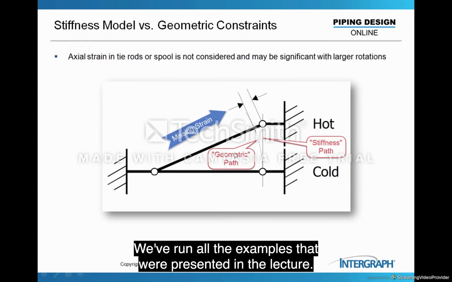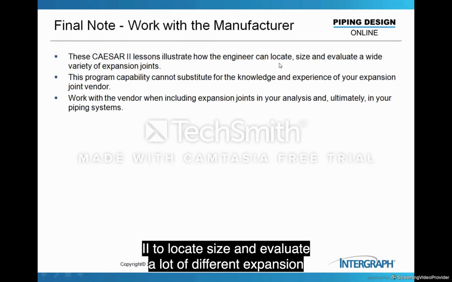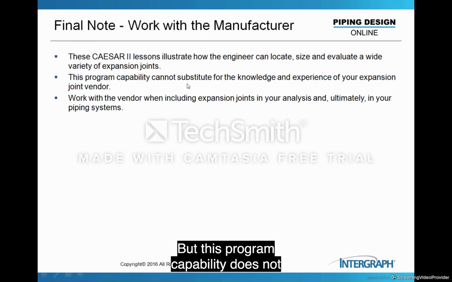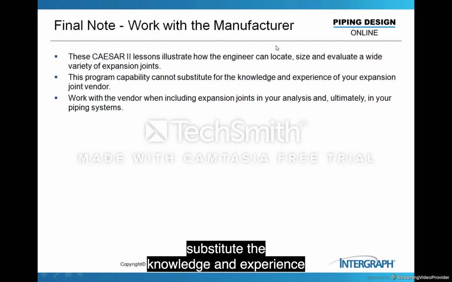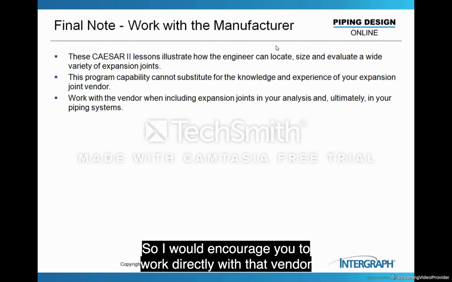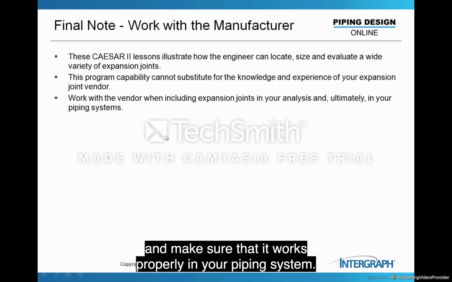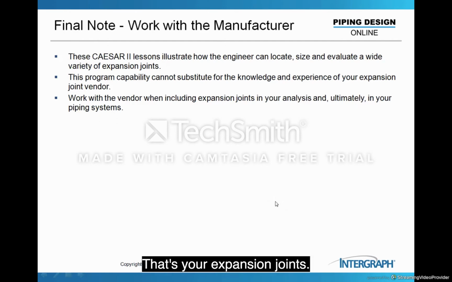We've run all the examples that were presented in the lecture. The one final closing point I want to make here, you can use CAESAR II to locate, size, and evaluate a lot of different expansion joints. But this program capability does not substitute the knowledge and experience that is possessed by the vendor of that expansion joint. So I would encourage you to work directly with that vendor to select a joint and then evaluate the joint and make sure that it works properly in your piping system. So there you go, that's your expansion joints.